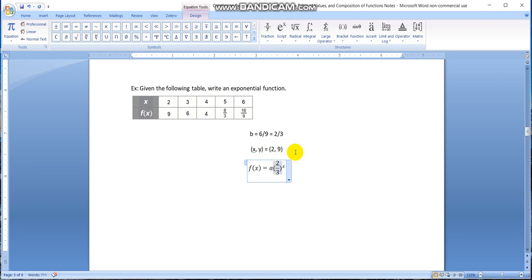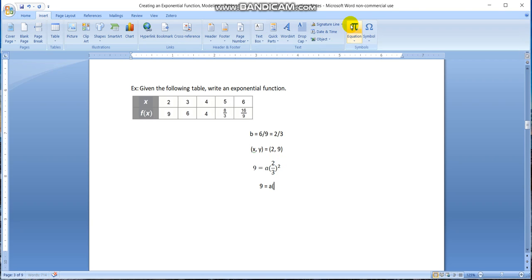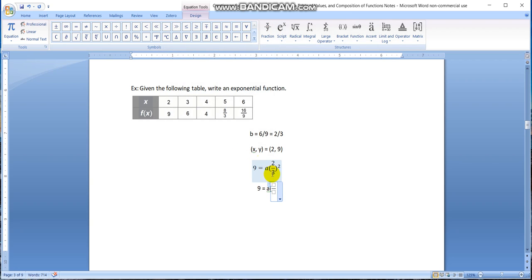And then x is 2, so 2 gets plugged in here. Y, our output, is going to be 9. Okay? So next we need to go ahead and solve for a. If you guys remember, 2/3 times 2/3 is going to be 4/9, right? So 2 times 2, the numerator is going to be 4. And for the denominator, 3 times 3 is going to be 9.